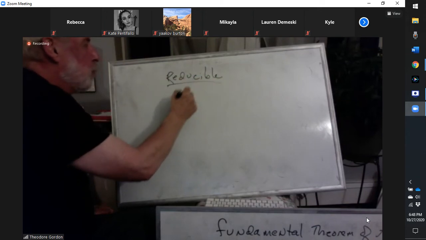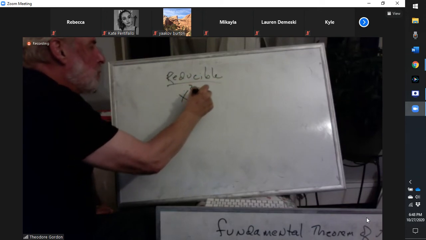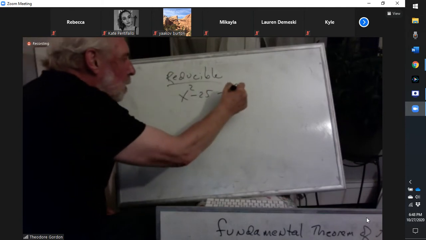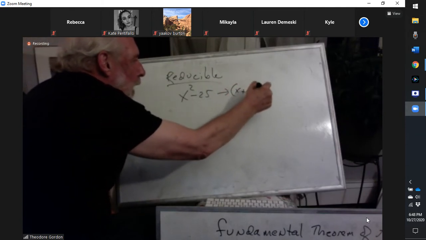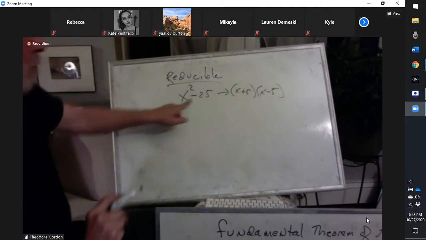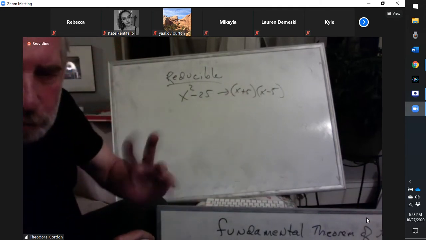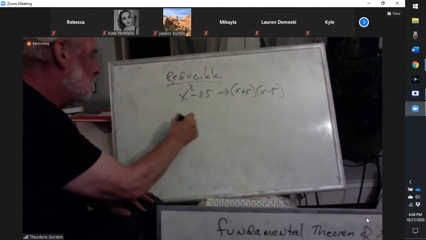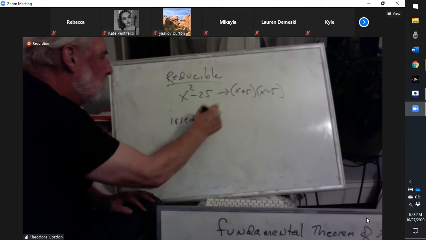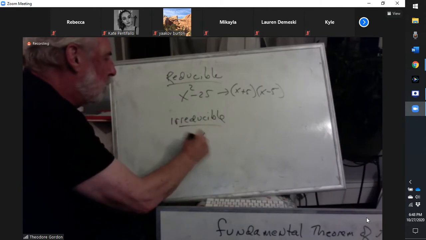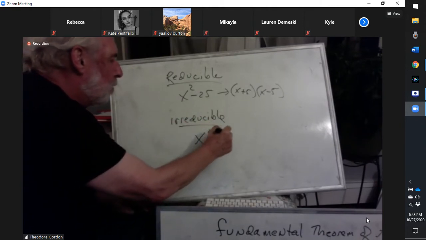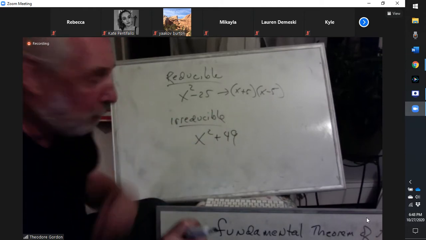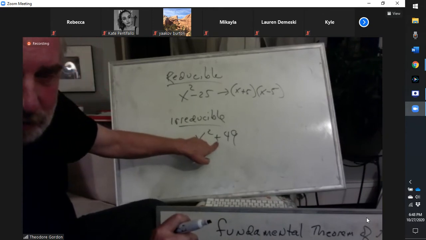Well, here's a reducible. So x squared minus 25 factors, or reduces, to x plus 5 times x minus 5. That factored into two different linear factors. That's reducible. Irreducible is something like x squared plus 49. That looks like it might factor, but it doesn't because of this.